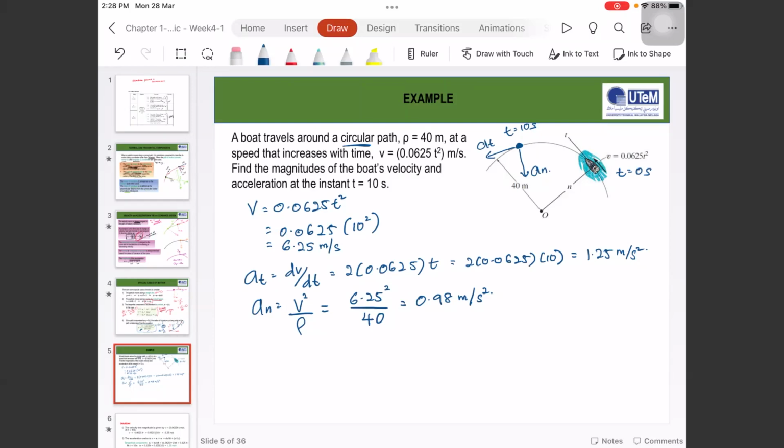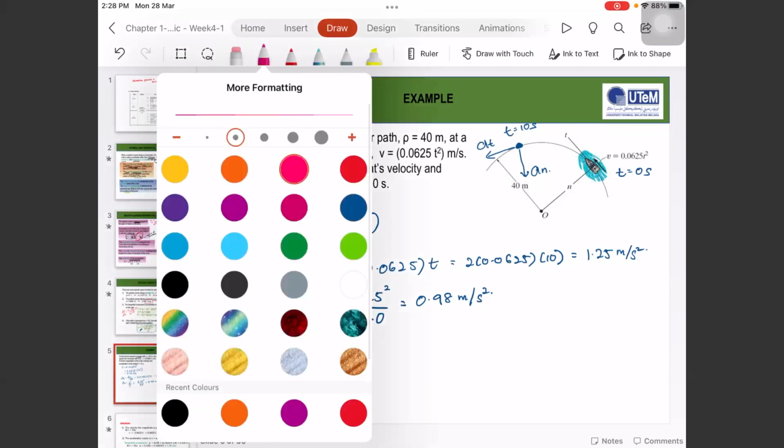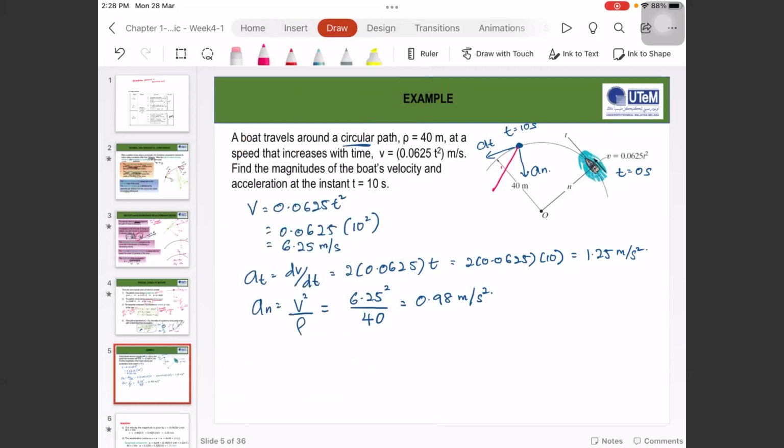So what is the magnitude? The magnitude is this one. Okay, you have AT, you have AN, so the magnitude is this. So this is your magnitude. Okay, let's say this is A. So A is equal to the square root of A tangent squared plus AN squared. That is 1.59 meter per second squared. Okay, can?